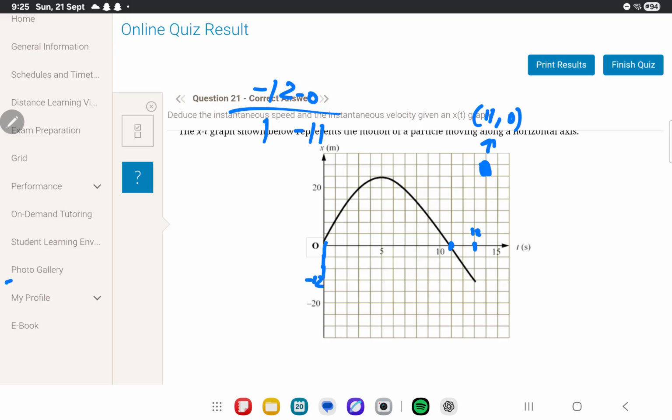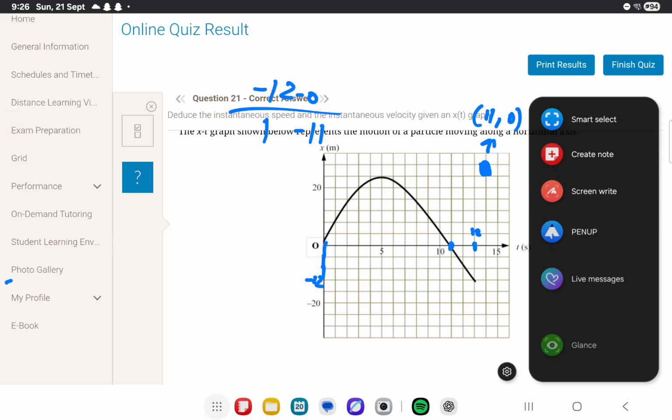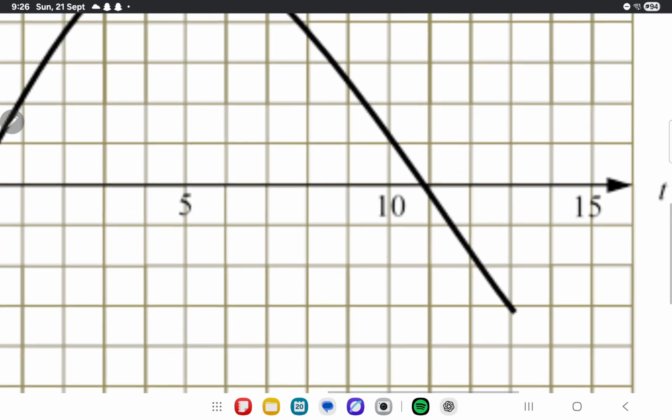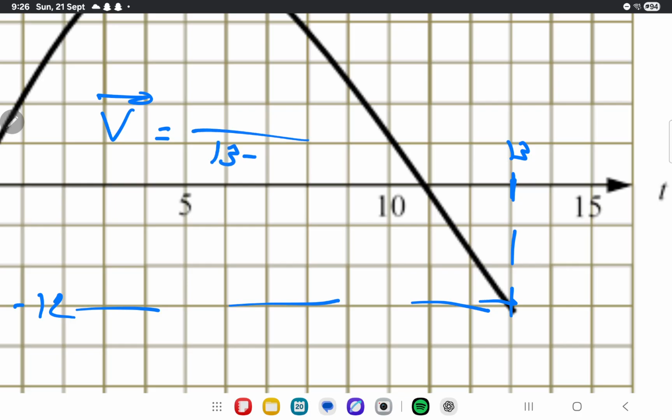Okay, so this is going to be 0 here, 0 here, 1 second. Yes, that's why I was getting confused. This is not 12. This is 13 seconds, and if you trace it all the way, it would give you negative 12. So the velocity is going to be 13 minus 11 over negative 12 minus 0, which gives me negative 6 meters per second.